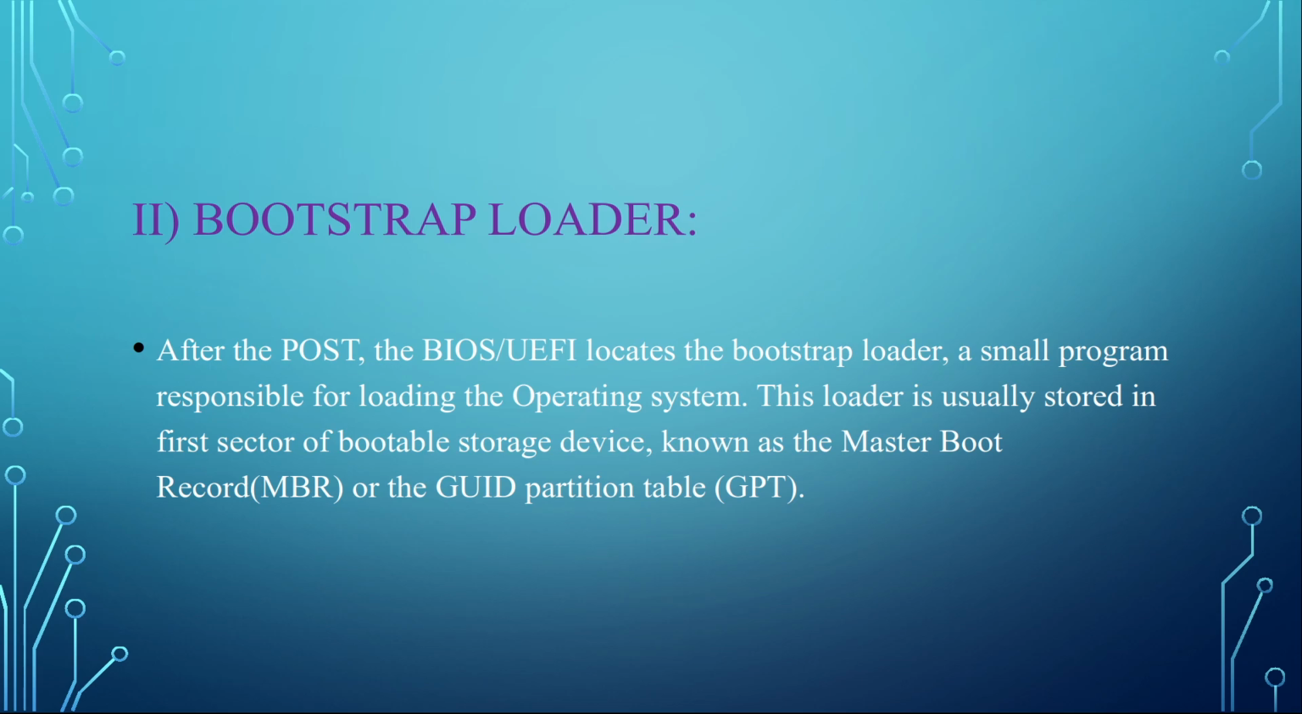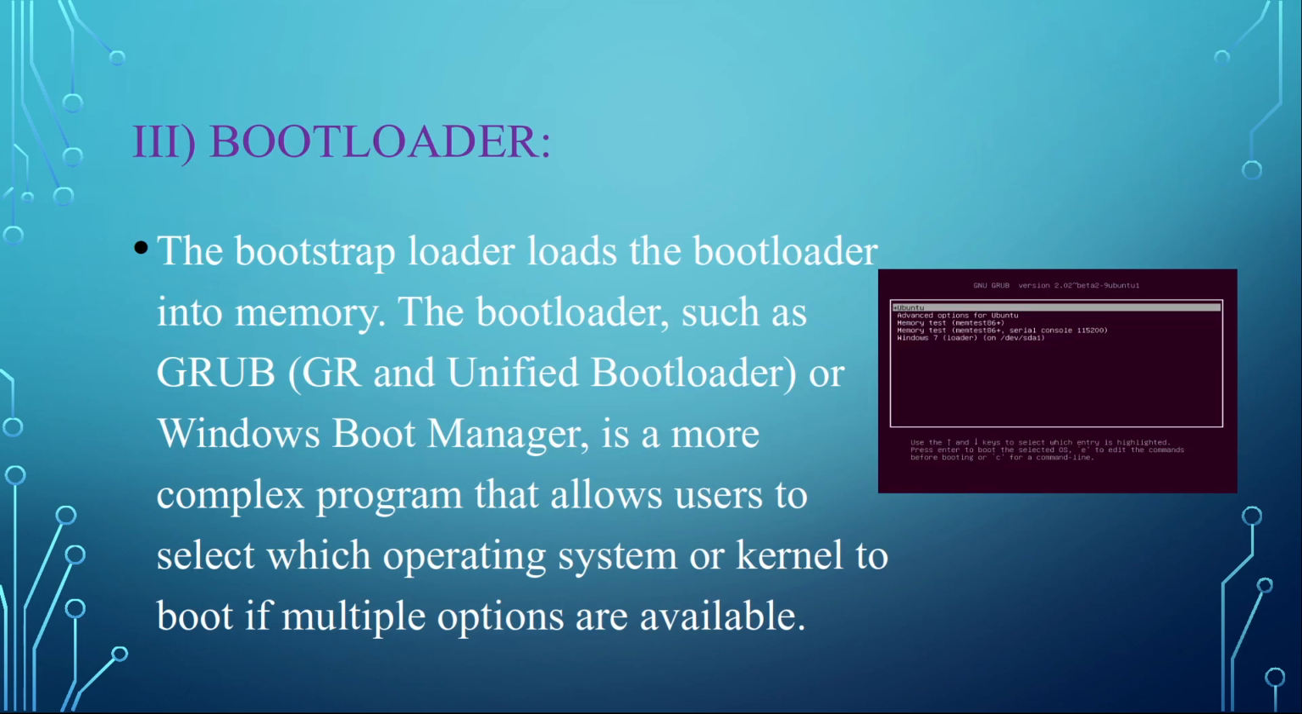A bootable storage device is nothing but the hard drive, SSD or pen drive where we can store our operating system. After locating the operating system, the bootstrap loader loads the bootloader into memory. It will find the bootloader on the hard disk or the SSD and load it into the main memory, and the main memory starts execution of that bootloader.